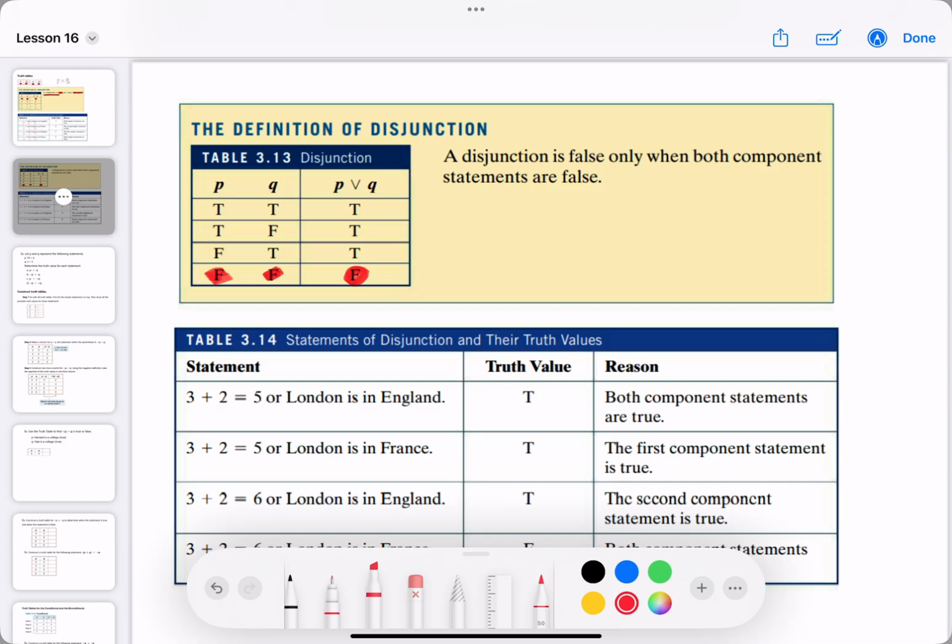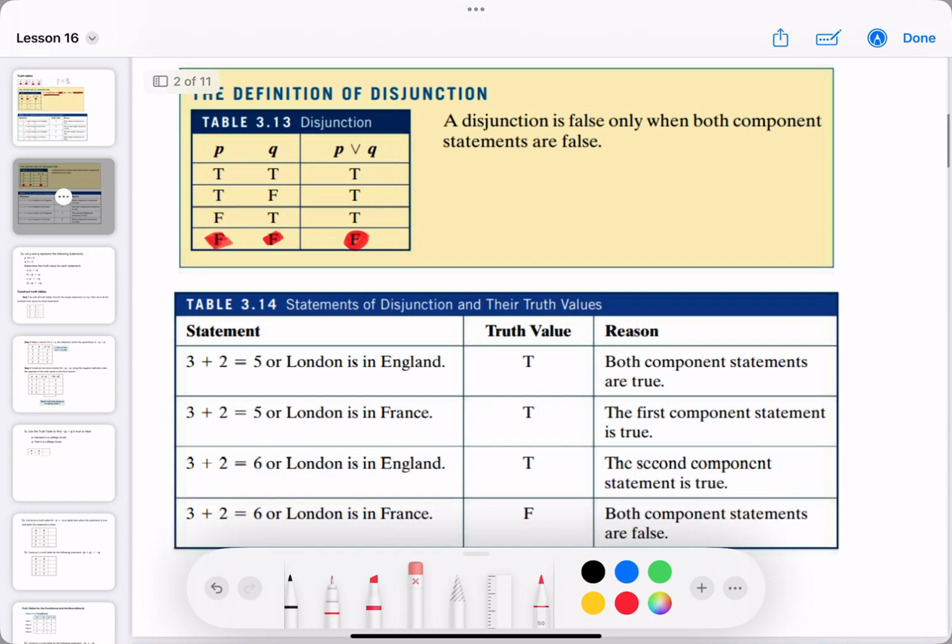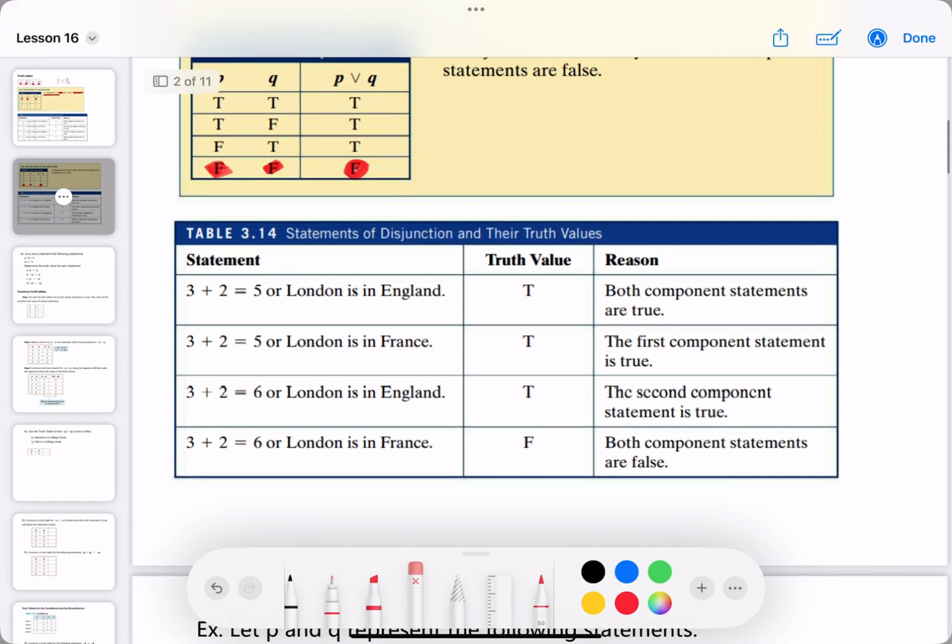Okay, let's repeat this. When P is true and Q is true, P or Q is true. P is true, Q is false, P or Q is true. P is false, Q is true, P or Q is true. So only if P is false and Q is false is P or Q a false statement. Okay, let's see the example.